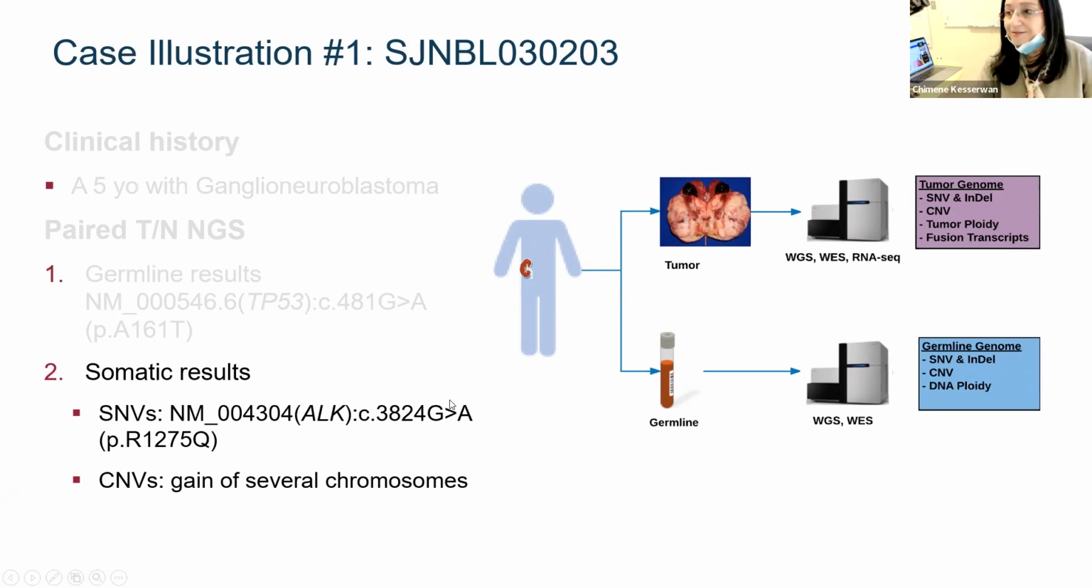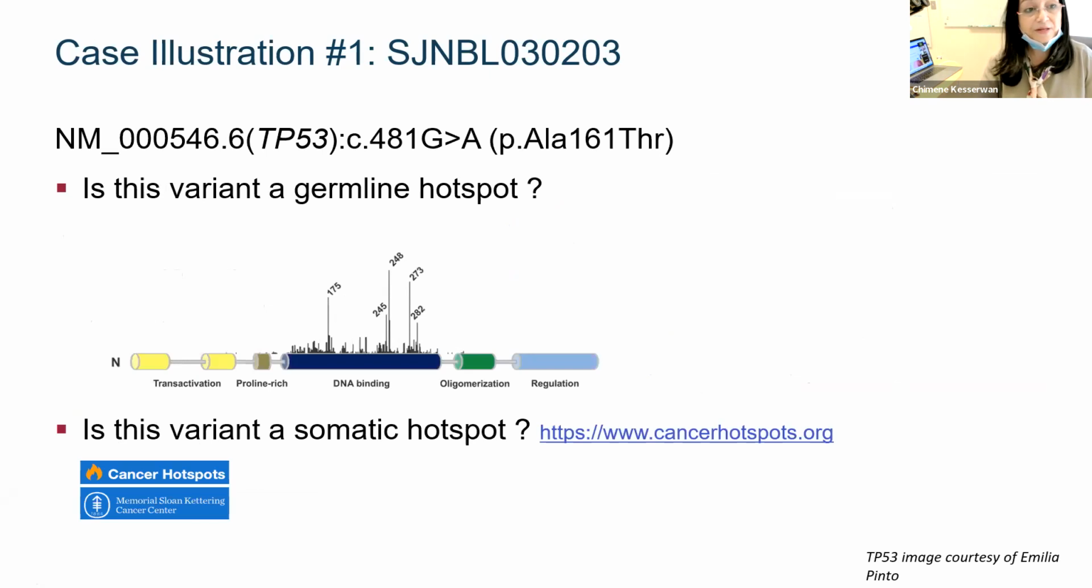So the patient-specific somatic result did not help us to further refine this variant. So, okay, I showed you one example where the somatic result did not help us, but did we stop? No, because now we need to look not at a patient level, but at a database level. Is this variant a germline hotspot?